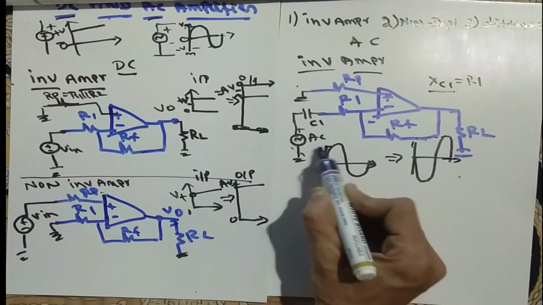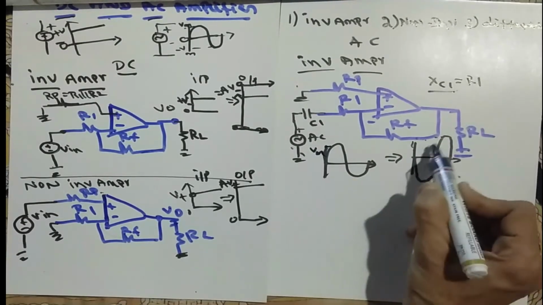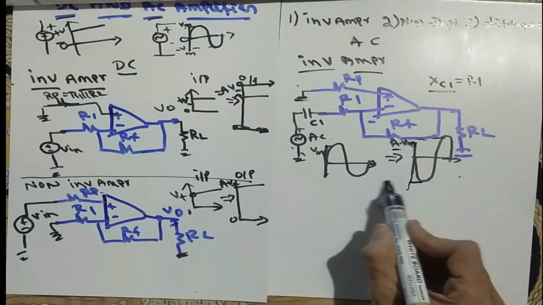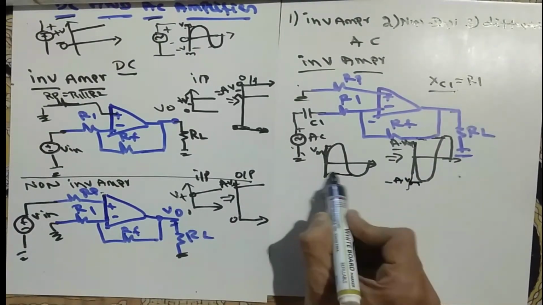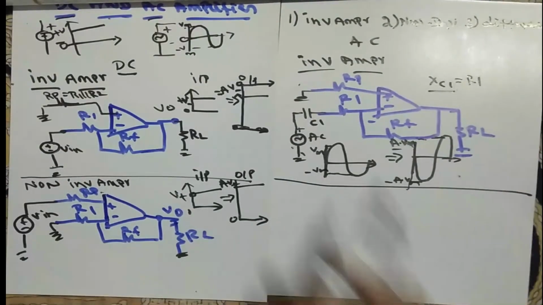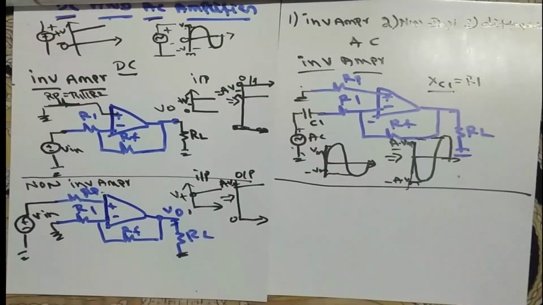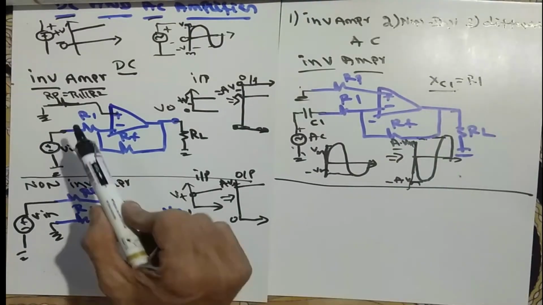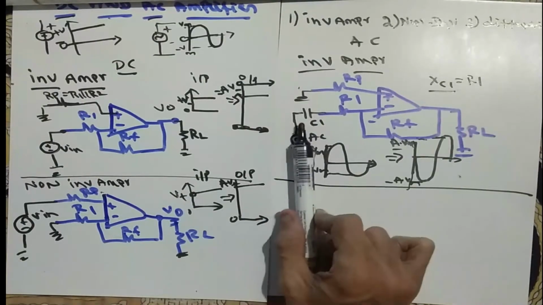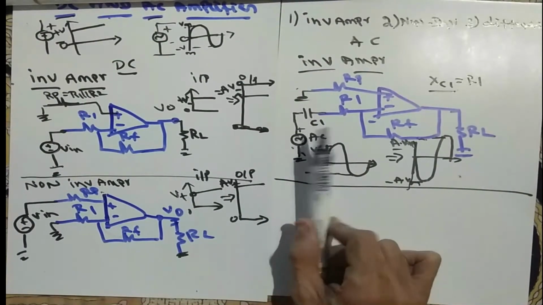So if this is Vm, this is your A into Vm. And in a similar way, this is your minus A into Vm. This is how we can do the inverting amplifier. Other portions are the same. The only change we have to make is that in the DC amplifier we are not using a capacitor, while in the AC amplifier we are using a coupling capacitor in series with where the input is connected.